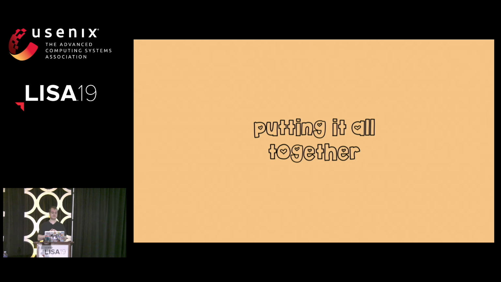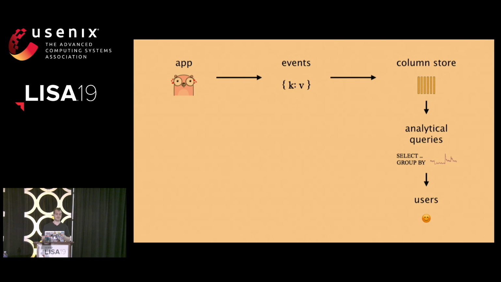So now that we've seen all of those individual pieces, let's take a look at how they fit together. Let's revisit this map that I showed you in the beginning. We have an application that is producing events consisting of high cardinality data. These events are then ingested into a column store where we're able to run analytical queries interactively. The results can then be visualized as a time series. And you, the users of the system, will be a lot more effective at your jobs.